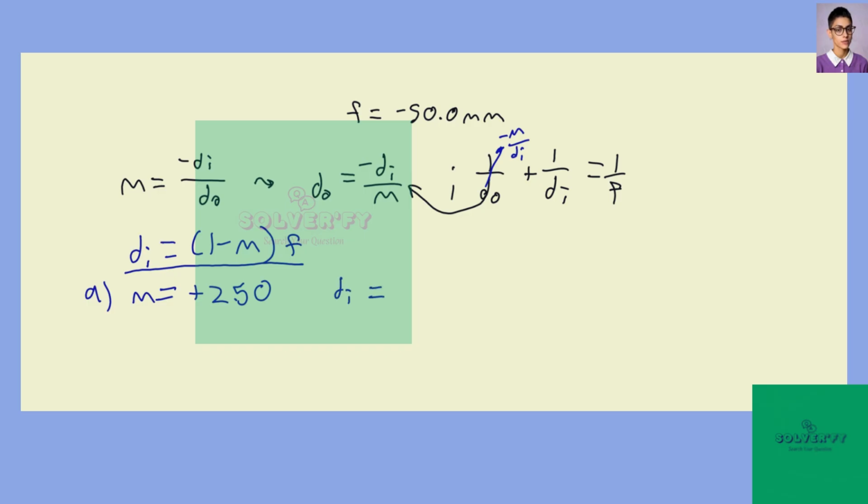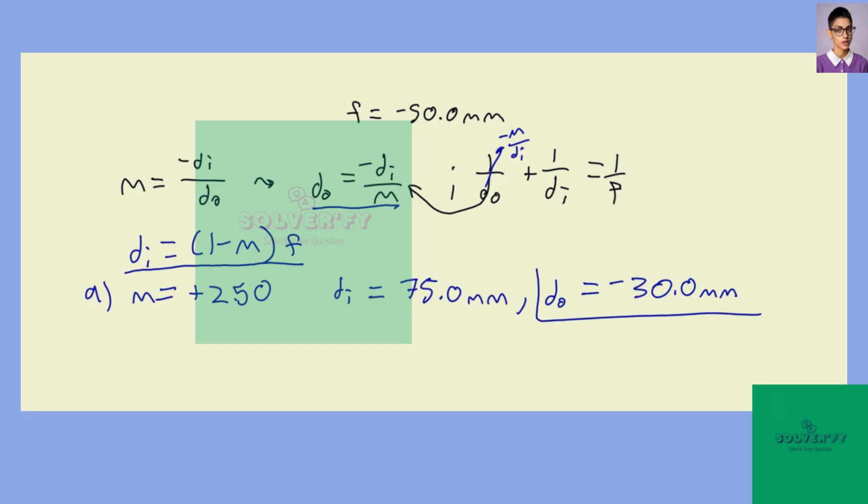di, you put in what we have, and you see di is 75.0 millimeters, and do, which is given here, is minus 30.0 millimeters. So that gives us where the object needs to be placed for it to have this criteria from question 51.